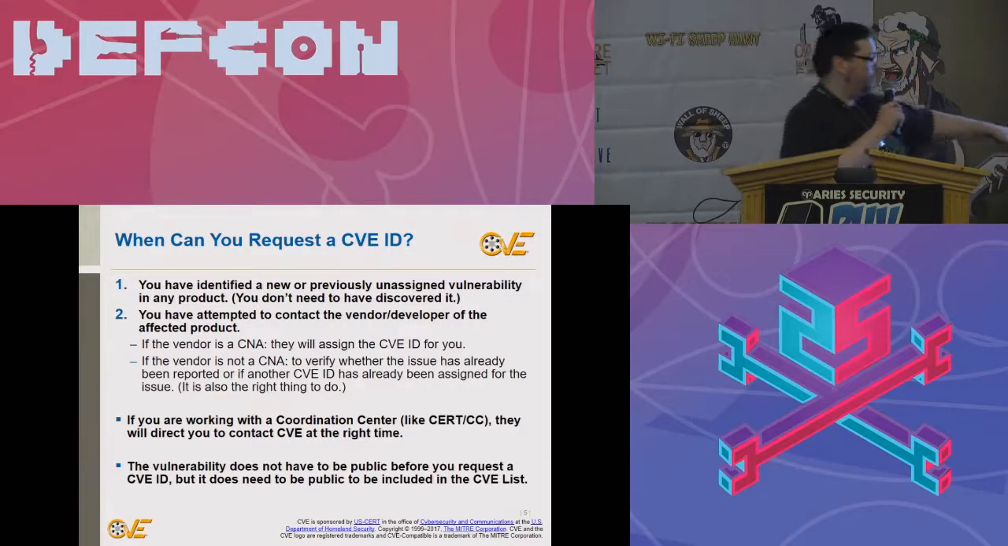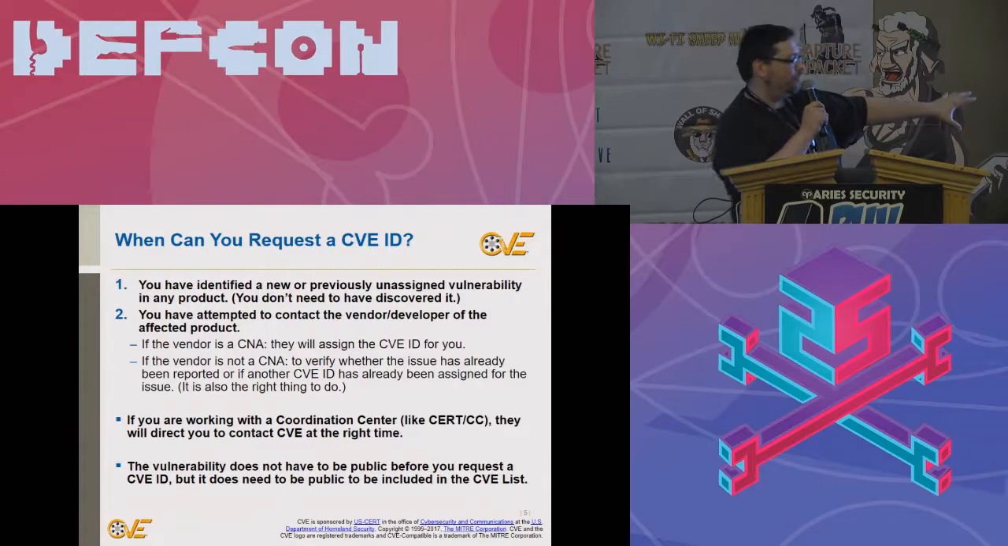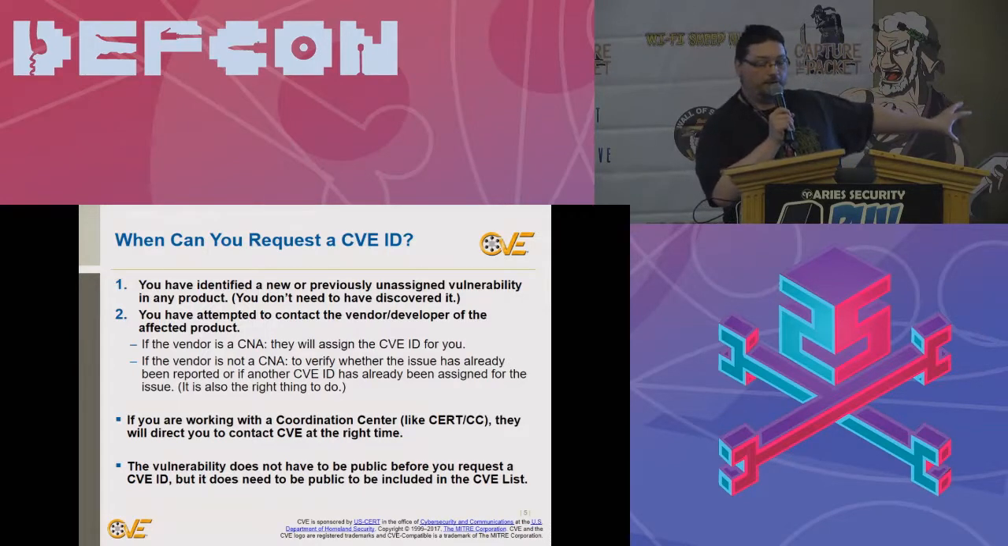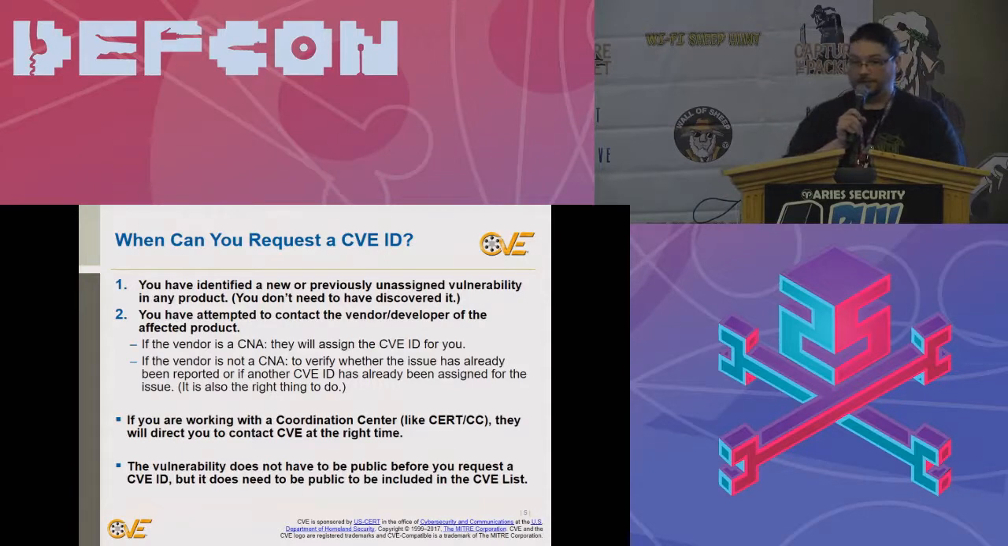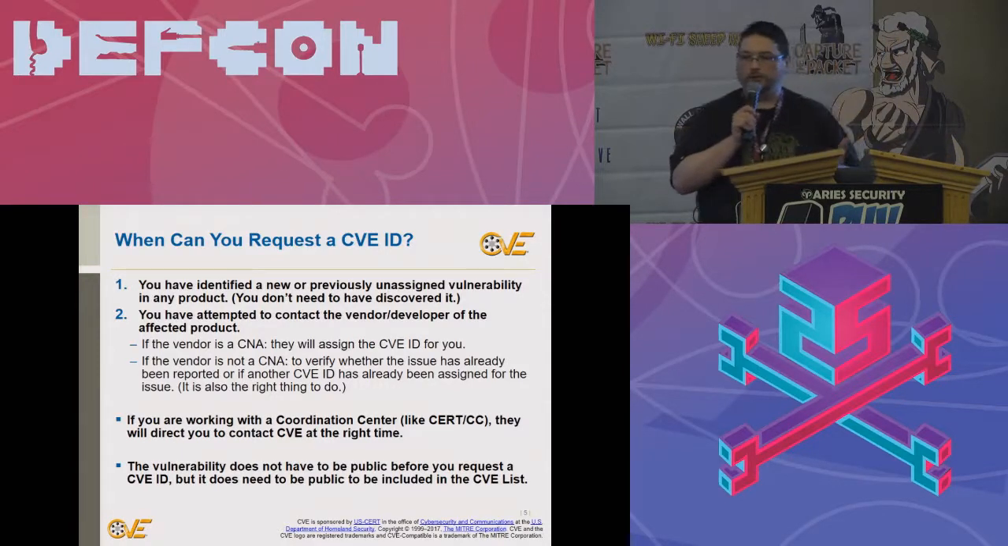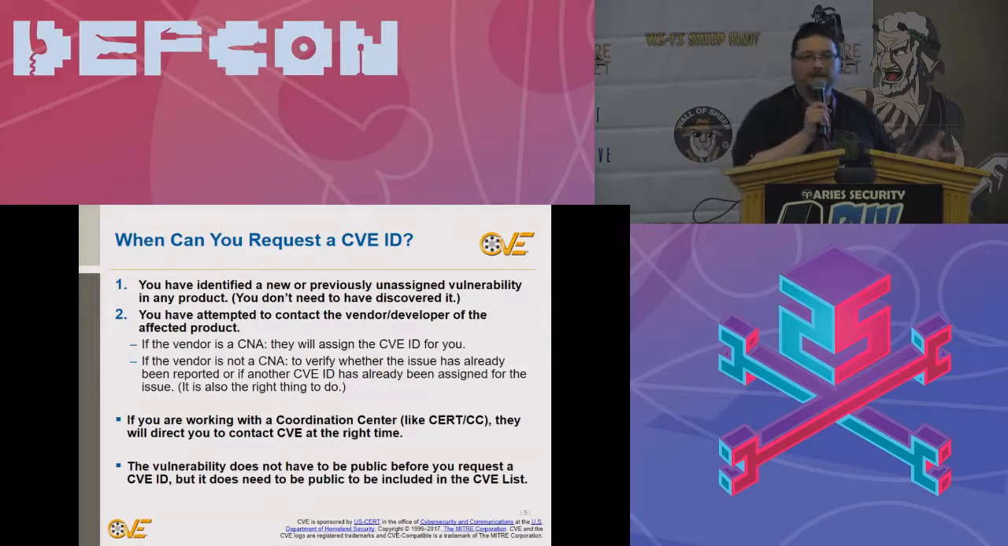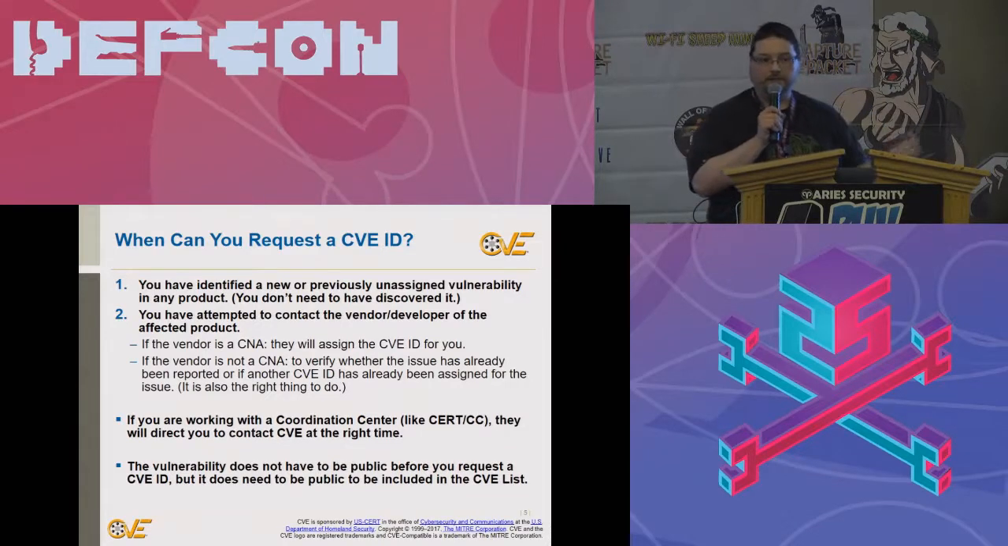Note, and as I said before, the vulnerability does not have to be public before you request it. It won't be published in our list until it's public. But if you found a vulnerability and you're going through an embargo process, having that CVE ID early means that everyone who's involved in the embargo is going to use that when it goes public, and can use it when it's being dealt with under the embargo.